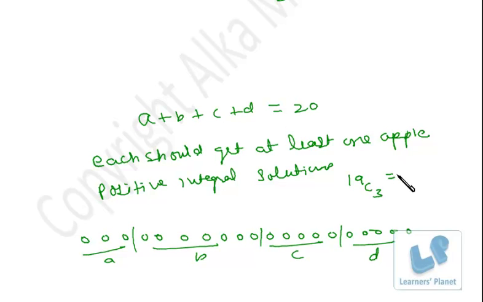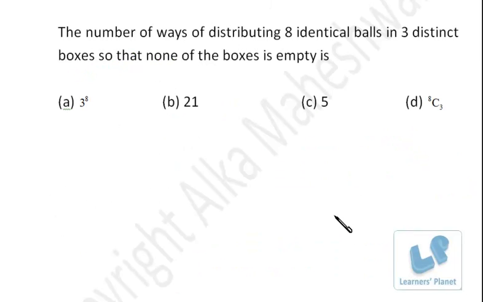So 19C3 is what? 19 into 18 into 17 by 3 factorial, that is 6. Okay, so it's 19 into 3 into 17. This is the total answer. Okay, so that you can calculate, and I hope you are conceptually clear how to find out the positive integral solution of any given equation. Okay, now various other conditions are also there. Let's discuss them also.